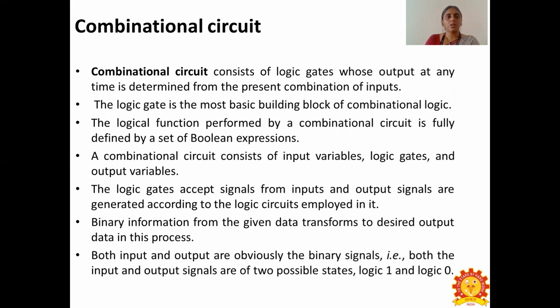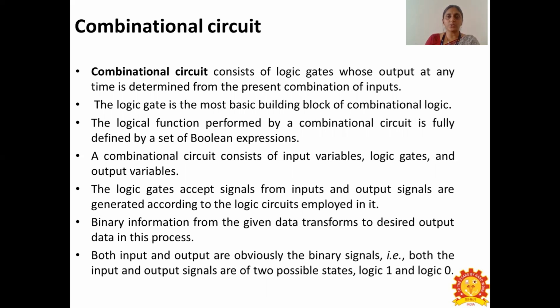Now we will see our subject topic, the combinational circuit. A combinational circuit generally consists of logic gates whose output at any time is determined from the present combination of inputs. The logic gate is the most basic building block of combinational logic circuits. The logical function performed by a combinational circuit is completely defined by a set of Boolean expressions. And the combinational circuit consists of input variables, logic gates, and output variables.